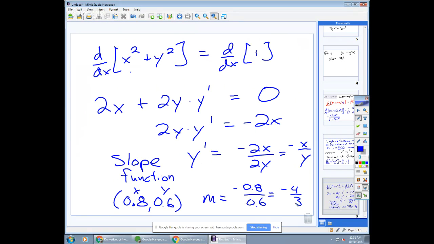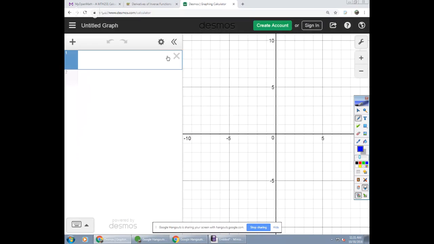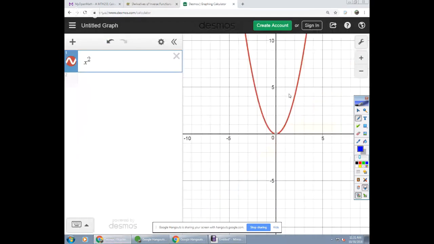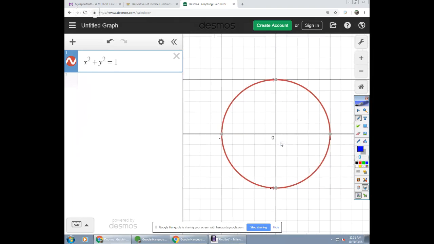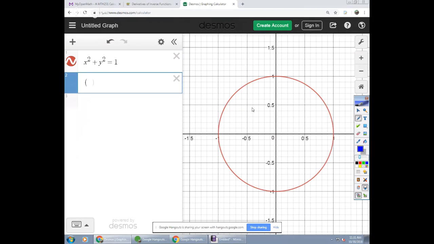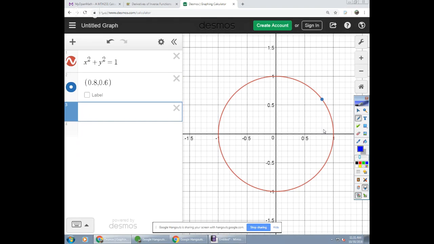Let's ask Desmos if this looks good, which means implicit differentiation works in at least this case if it looks good. So Desmos, x squared plus y squared equals 1. And there's that beautiful circle. Zoom in on it. We are curious about the point 0.8, comma 0.6. Hey, it does lie on the curve. I got lucky.